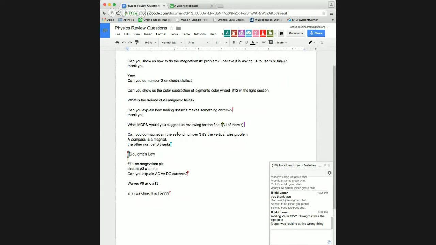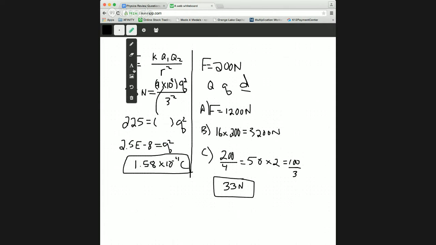All right, let's go back to the magnetism number 3, the other magnetism number 3. I guess there were 2 of them. Okay, the actual problem. All right, so a vertical wire, 55 centimeters long. So here's my wire, 55 centimeters long.